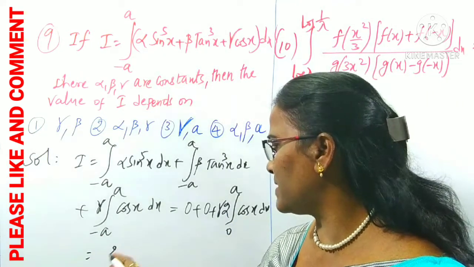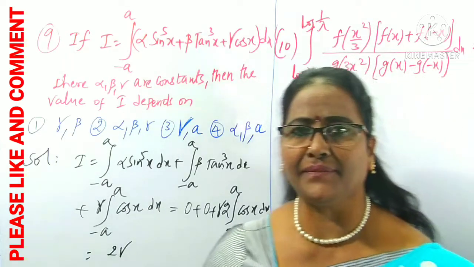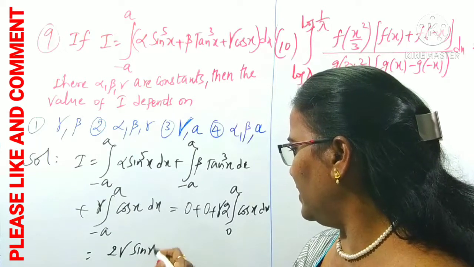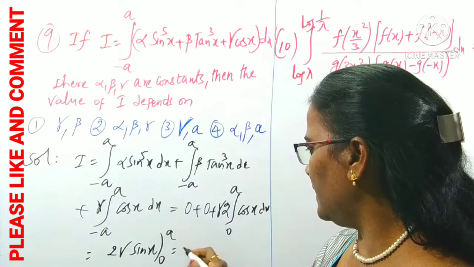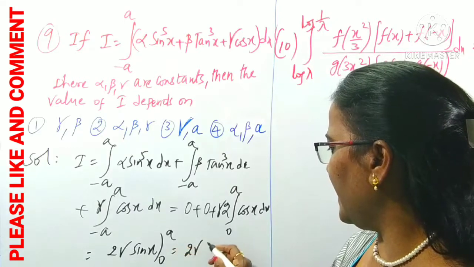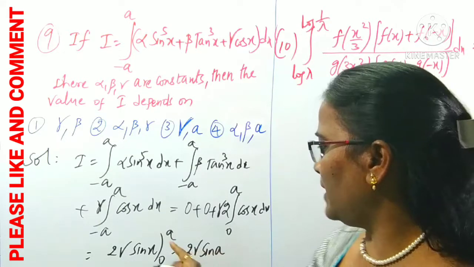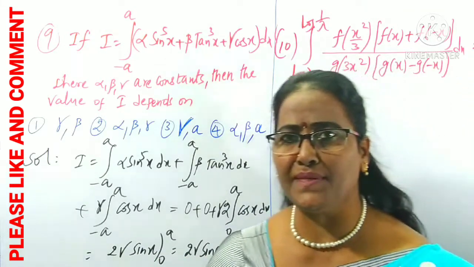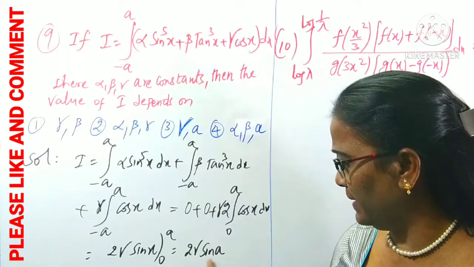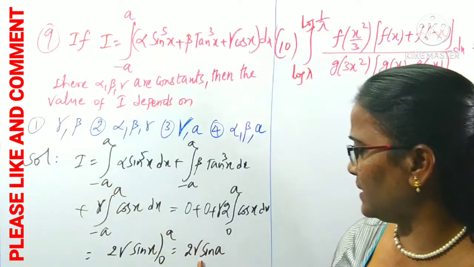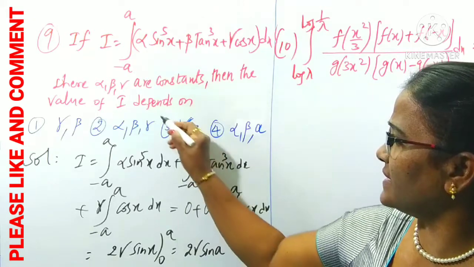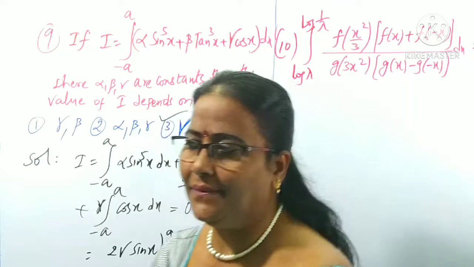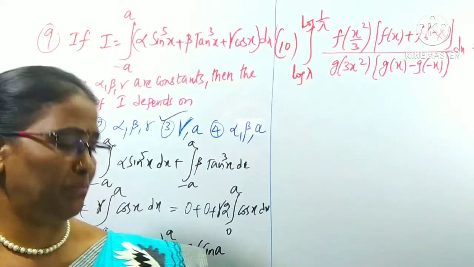Now it is 2 times gamma times, what is the integral of cos x? Integral of cos x is clearly sin x between the limits 0 to a, that is 2 gamma sin a. Lower limit is 0, sin 0 is 0. It is in the form of 2 gamma sin a. What are the letters available here? Gamma and a. Therefore, this I depends on gamma and a. Which option? Yes, clearly the third option. It is asking which letters it depends on. Clear? Now, come to question number 10.